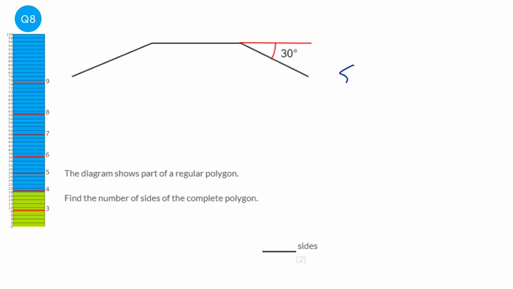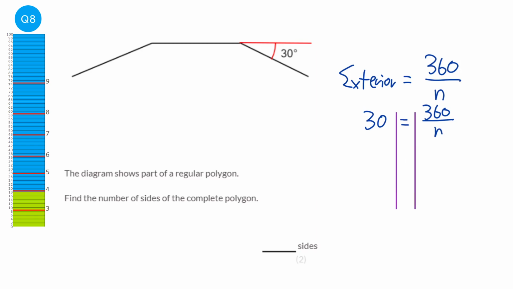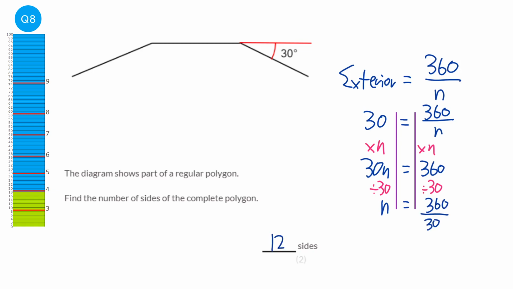The formula for an exterior angle for a regular polygon is 360 divided by the amount of sides. Now here we're given the fact that the exterior angle is 30, and we're looking for n, so we just need to rearrange the equation. We can times both sides by n, and then divide both sides by 30. And so we've got n equals 360 divided by 30, and when you do 360 divided by 30, we get the answer of 12. So it's a 12-sided shape.